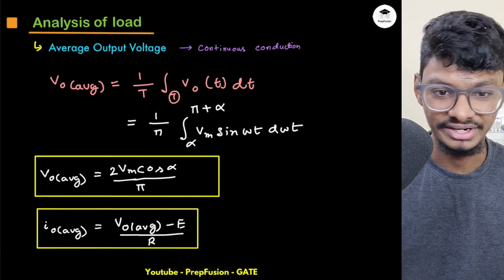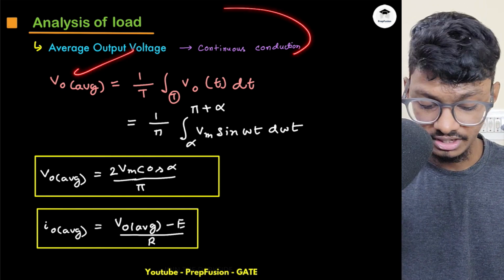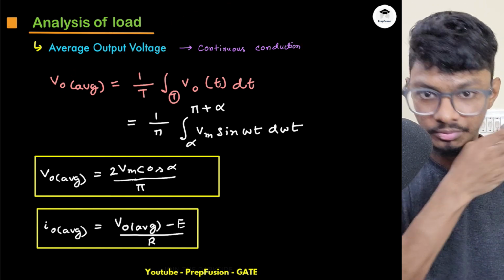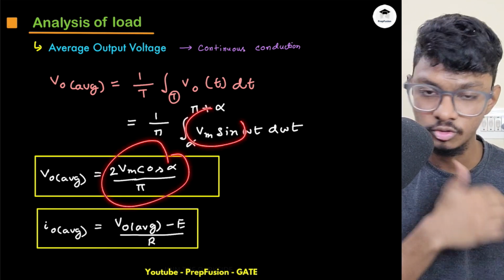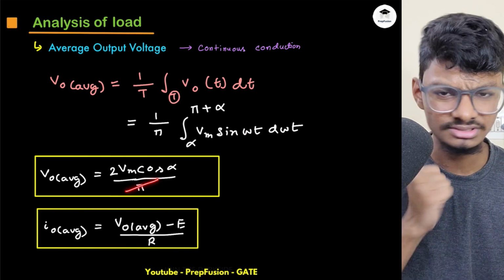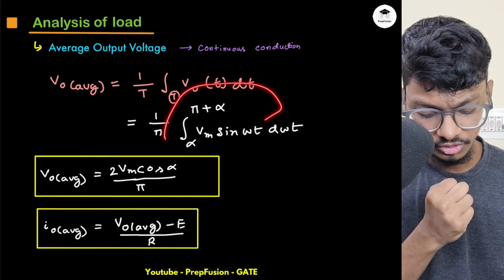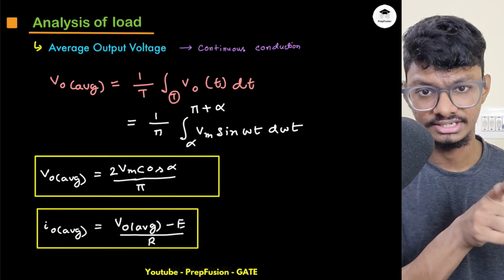The rest is pretty simple. The average output voltage for continuous conduction, from alpha to pi plus alpha, with VO equal to simply Vs, I will replace that and get 2 Vm upon pi cos alpha. Do you need to remember this? No, you know what is happening in the conductor, so you just write this and derive. It will take you 10 seconds. So that's fine.